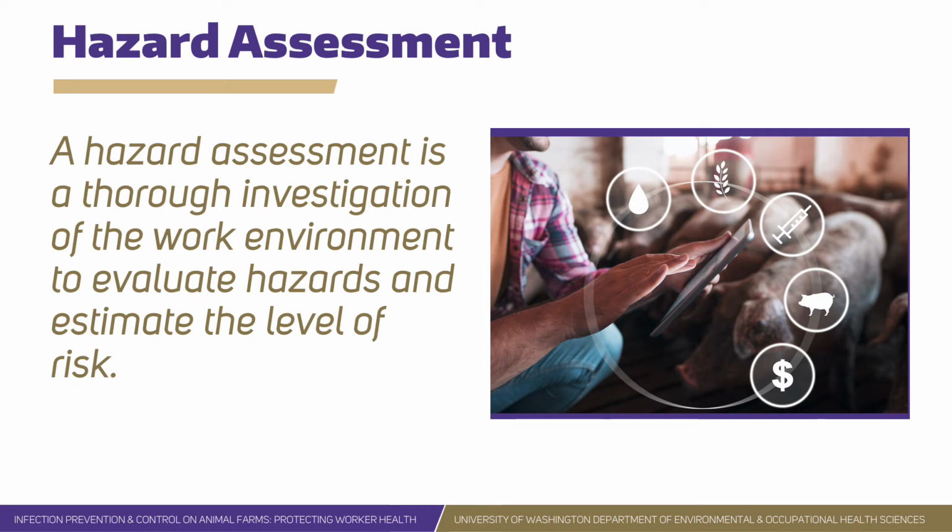Once we have identified the hazards on a farm, we can then do a hazard assessment, which is a thorough investigation of the work environment to evaluate the hazards that we have identified. This allows us to estimate the level of risk to workers from each hazard and to prioritize the controls we will discuss in Section 2. Typically, there is very little data collected at the farm level about potential exposures of farm workers to pathogens. A One Health approach can help address the challenges of identifying and assessing biological hazards on the farm.